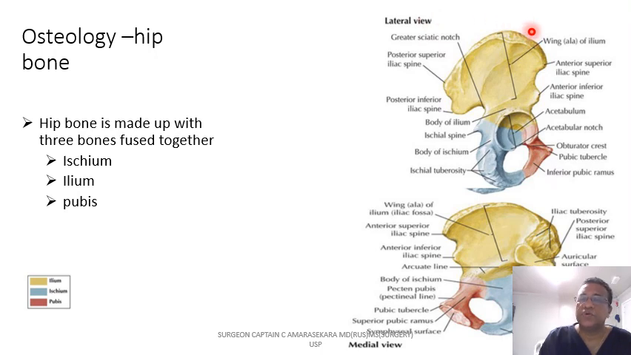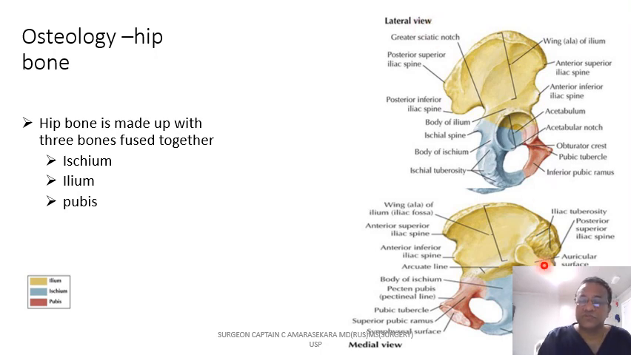The other important landmark is the anterior superior iliac spine, abbreviated as ASIS. This is your anterior superior iliac spine. This can be palpated from the outside. So this is a very important landmark in surface anatomy and also helps with surgical planning and patient positioning.